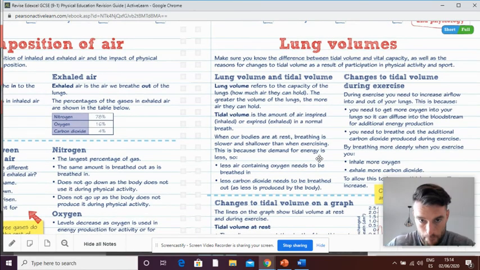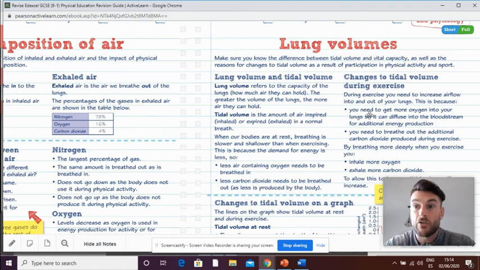That's lung volume. Tidal volume is the amount of air inspired or expired, exhaled or inhaled in a normal breath. When our bodies are at rest, breathing is slower and shallower. When we begin to exercise, our tidal volume increases because we breathe deeper and we breathe faster.